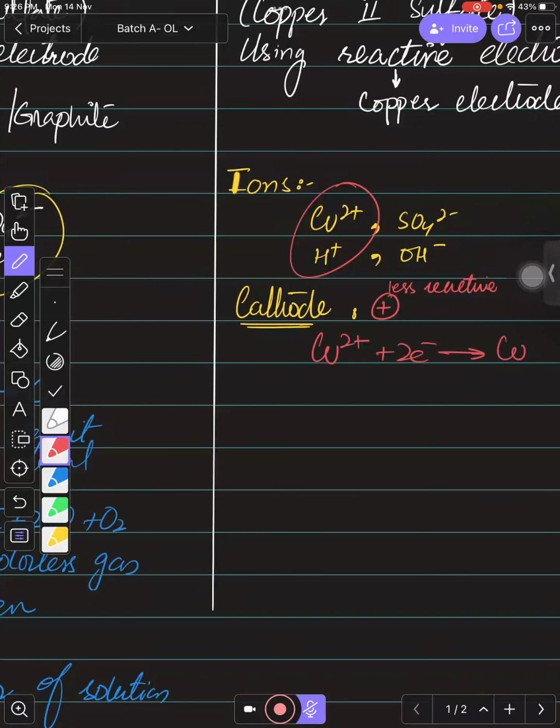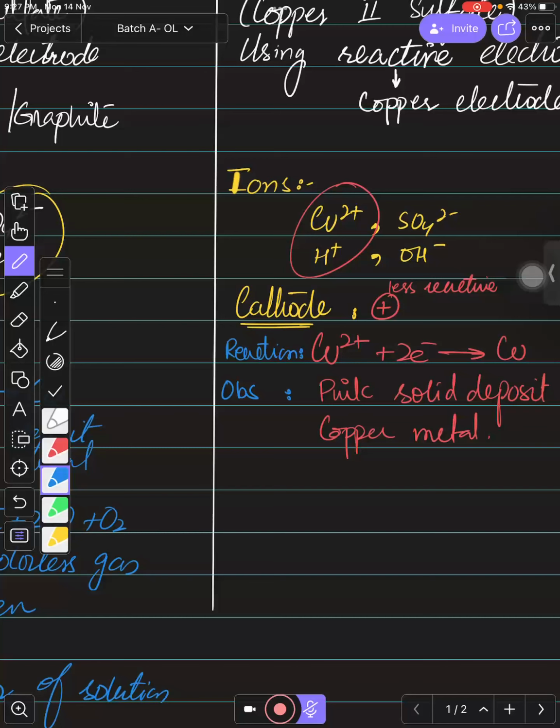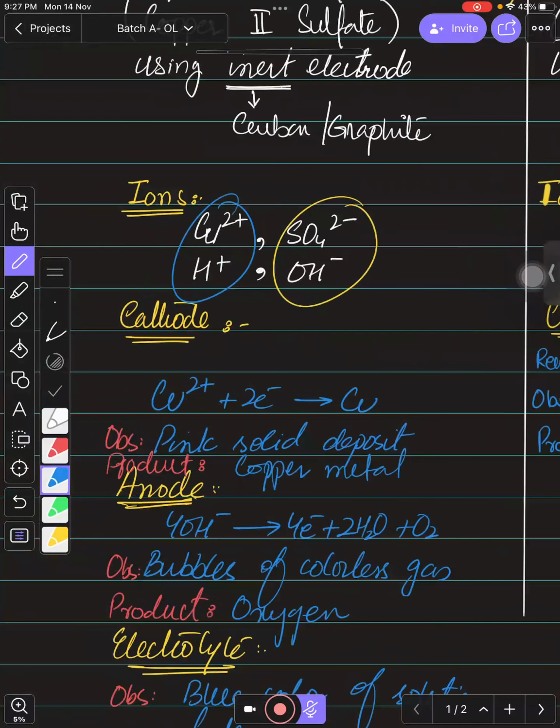Copper. And again, the observation will remain the same because copper is depositing. So you can say that pink solid deposits. And again, the product is also the same, copper metal. Right, bachcho? So all these things are the same. This is the reaction at the cathode, this is the observation at the cathode, this is the product at the cathode. Right, bachcho? Exactly the same in both. Correct?